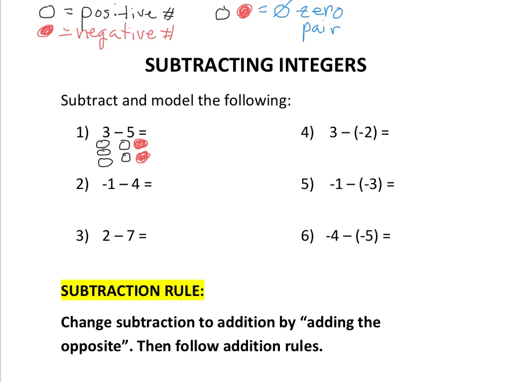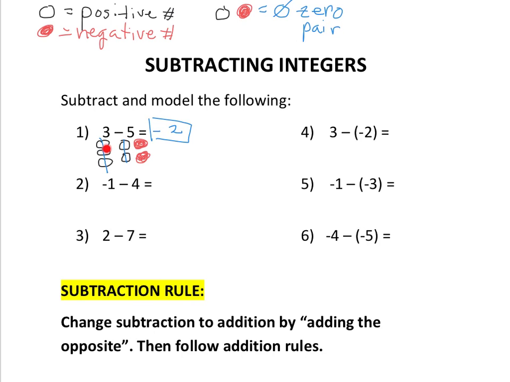So I'm going to remove 1, 2, 3, 4, 5. I just performed this operation of taking away 5 positives. And look at what you have left: 1, 2 negatives. So your answer is -2.